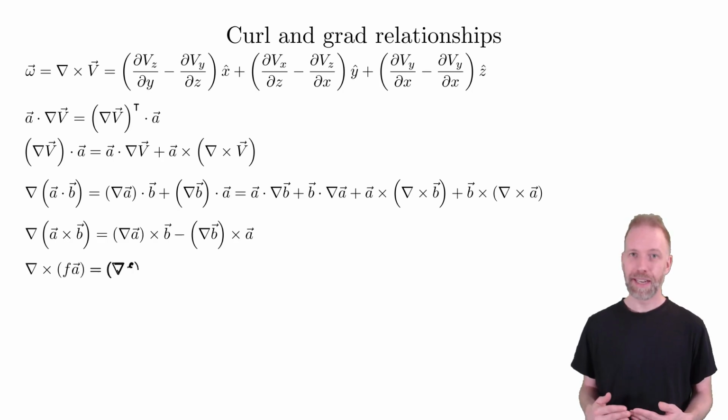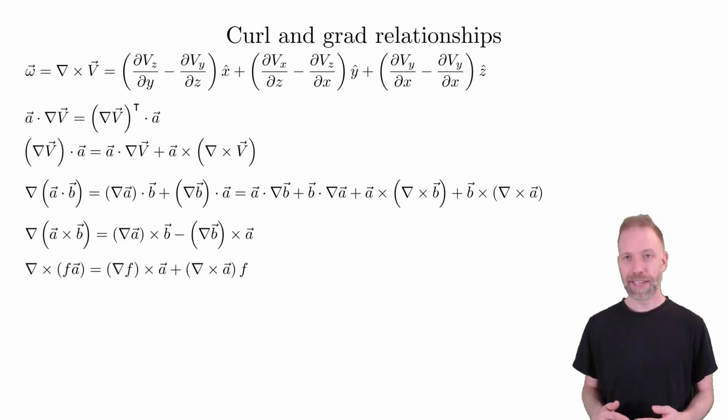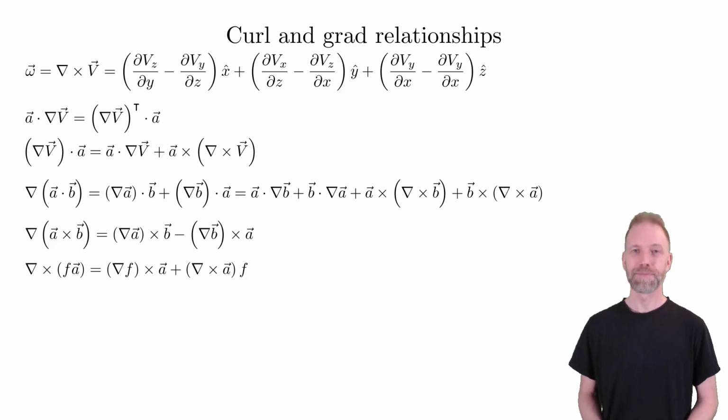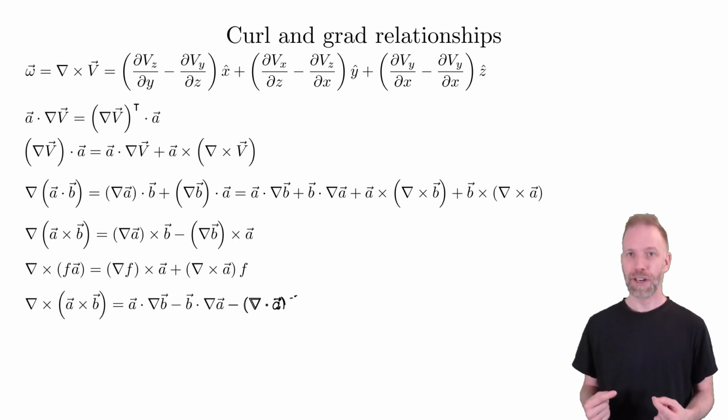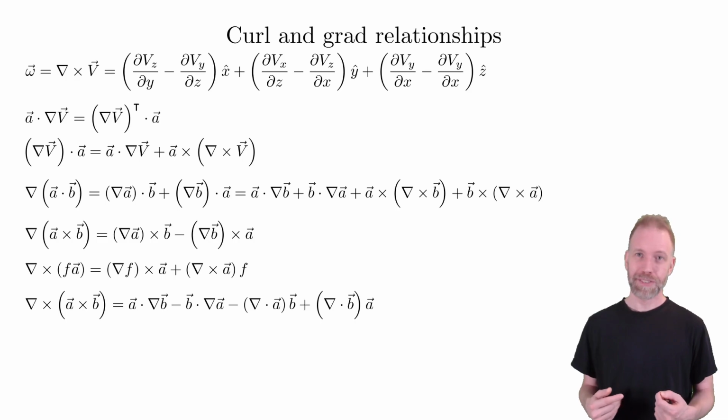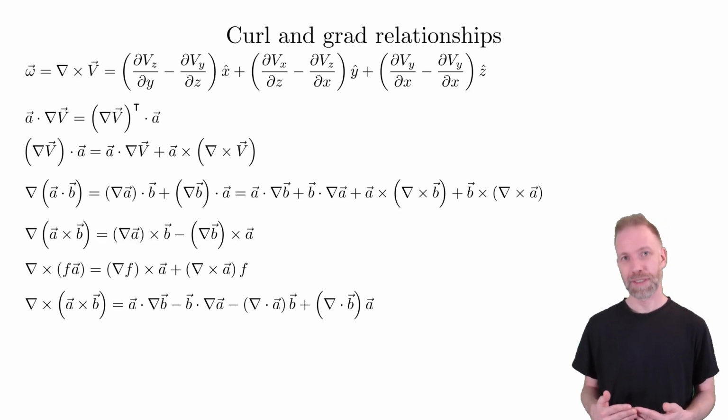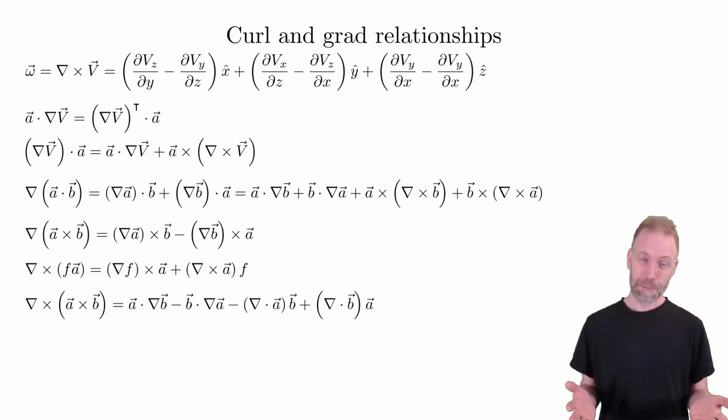The curl of a scalar f times the vector A is the gradient of f cross A minus the curl of A times f. And finally, we have the expression for the curl of a cross product. I have skipped the derivation for several of them, but it is relatively straightforward to prove them by evaluating both sides component by component. When you use these in the future, you will likely just look them up in a table of equations.